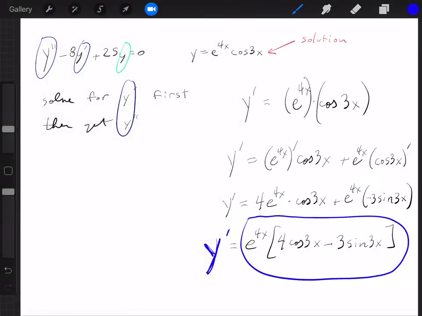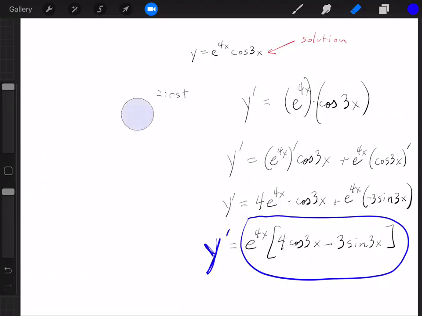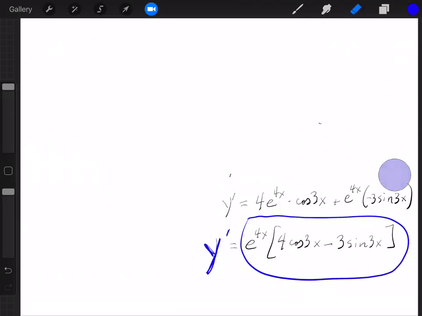Okay, microphone's actually on. All right, so we have our y prime. I am going to erase the screen and continue with just y prime. Well, I probably shouldn't have erased the question there, but oh well. We're just going to calculate the next derivative anyway.